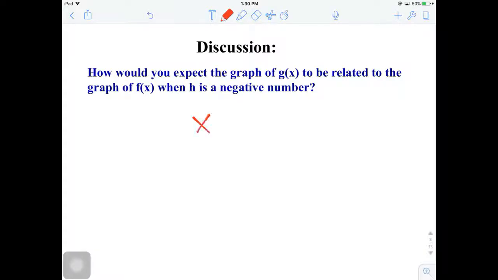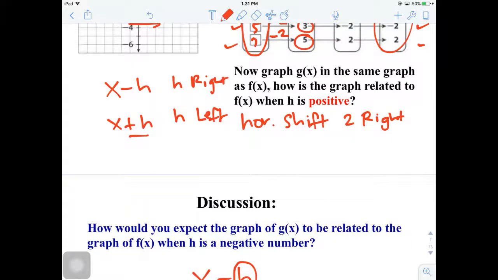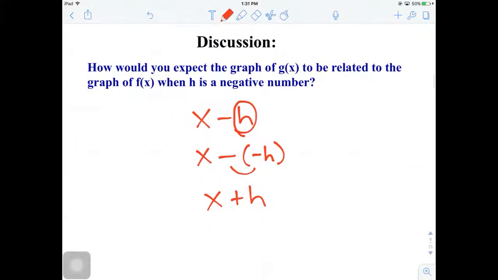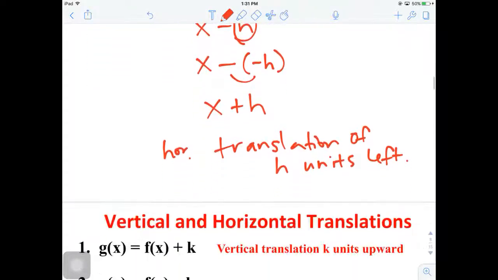When h is a negative number, so x minus h is the original, but that's positive h. H negative means it's going to have a negative h here, which causes the graph to have a positive h. So like we said earlier, if we have x plus h, it's going to cause it to go h units to the left. So that means the answer is going to be a horizontal translation of h units left. And that would be the end of the lesson.